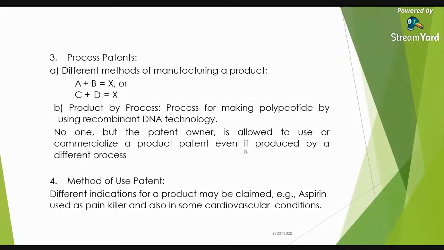Then there is product by process. If there is a claim like a process for making a polypeptide by using recombinant DNA technology, that is what we call a product-by-process patent. Only the patent owner is allowed to use or commercialize a product patent. Of course, there are challenges to this, but let's not go into the intricacies for the time being.